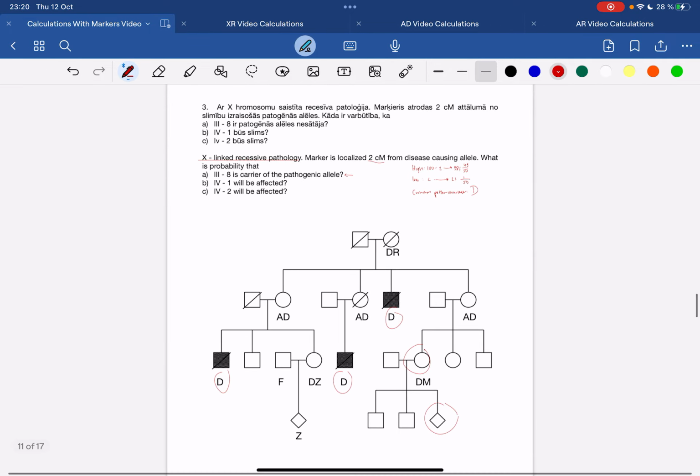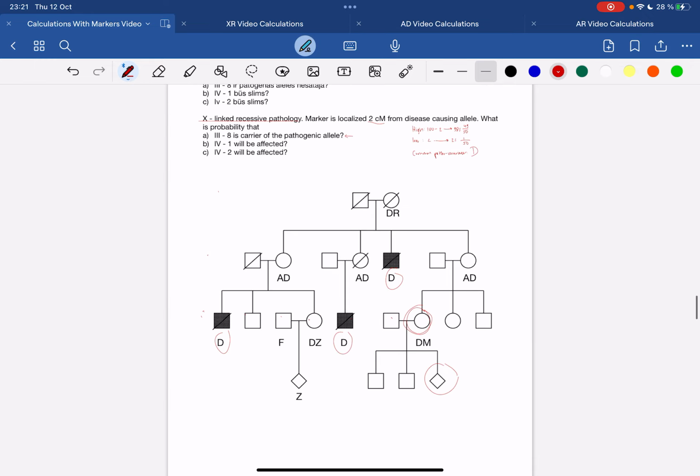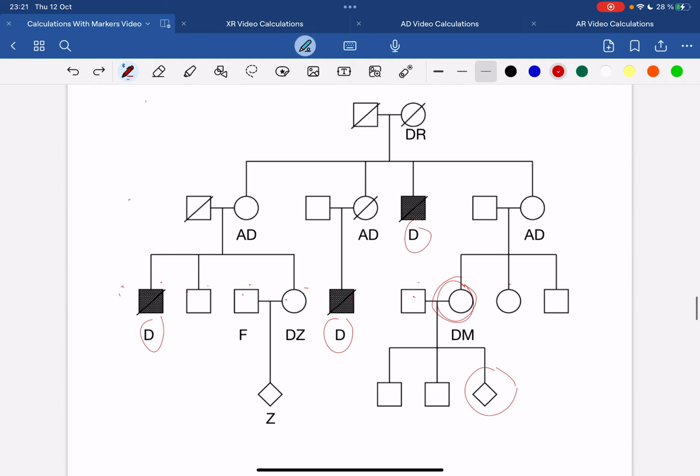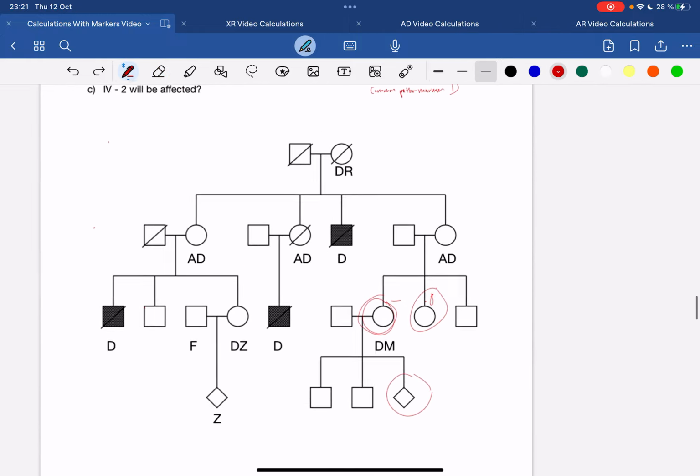Now, what is the chance for 3/8 to be a carrier of the pathogenic allele? 1, 2, 3, 4, 5, 6, 7, 8. Oh my god, what am I doing with my calculations? 1, 2, 3, 4, 5, 6, 7, 8. So it's this person right here. Let me get rid of all of my... There we go. So that person right there, what is the chance for them to be a carrier?